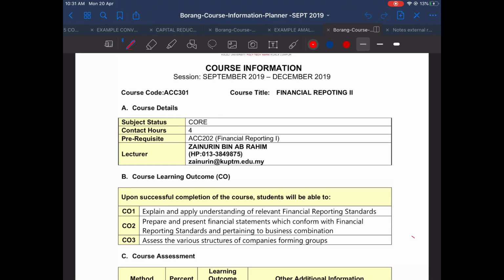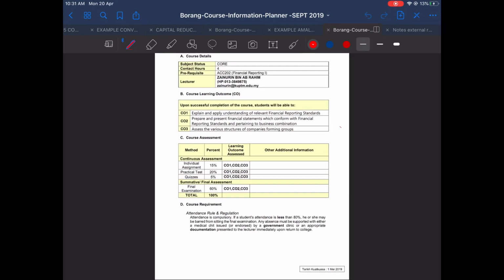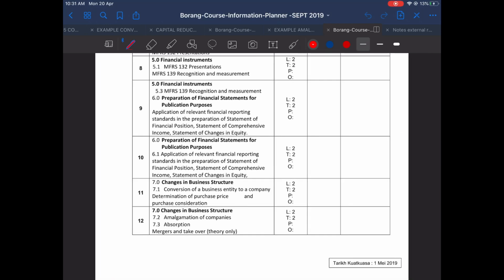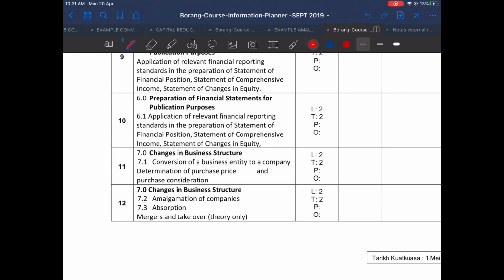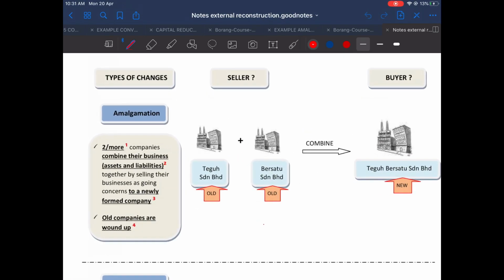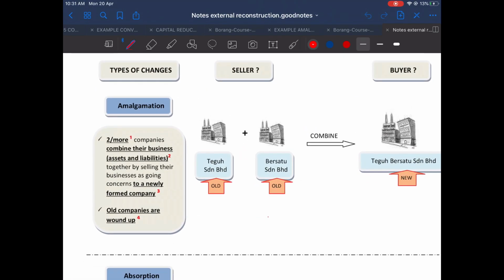Okay, in our last class, our topic that we have discussed so far is up until topic 7 here, which is business conversion. Okay, so now we're going to go into amalgamation. Okay, topic on amalgamation. As we have discussed earlier, amalgamation is one of the external reconstructions of a company. Other than business conversion, we have amalgamation.